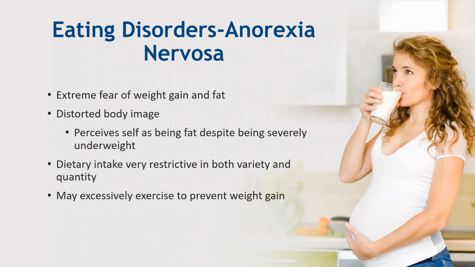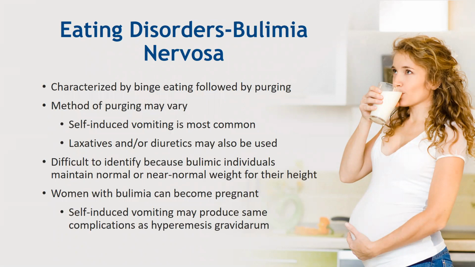Most of the time when they get to the diagnostic stage, they may not be having a menstrual cycle anymore. So we don't see these women come in with pregnancy as often. With bulimia, they are more common. These women may not appear to be severely underweight. Bulimia is characterized by binging, followed by purging. These women need to be referred to nutritionists.